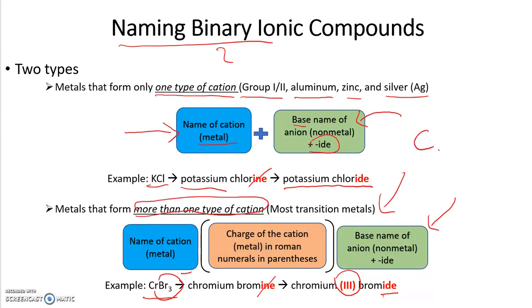So let me just write this down. 3+, and then Br is going to be a minus, but you have 3 of those. Hopefully that makes sense. And since the charge is balanced, then the compound is stable.